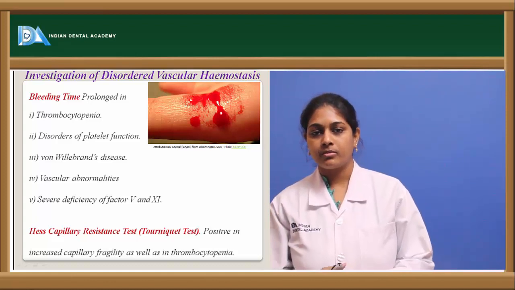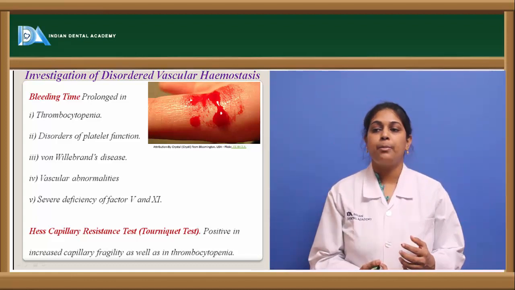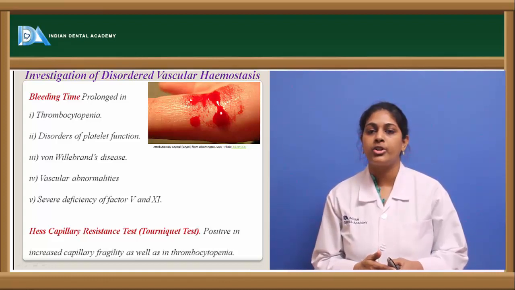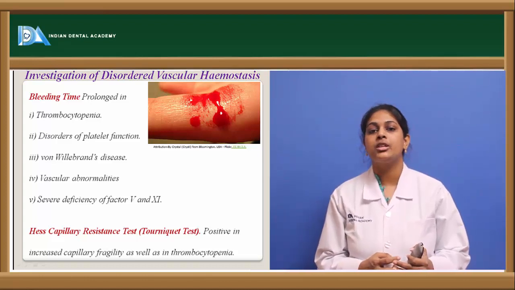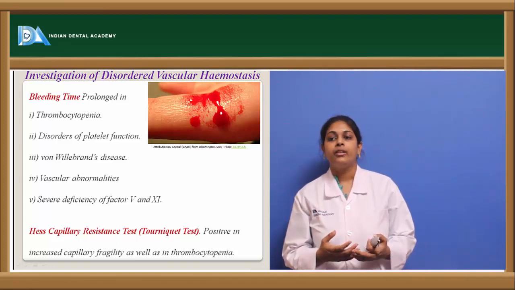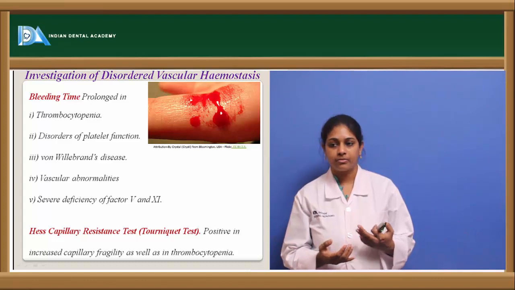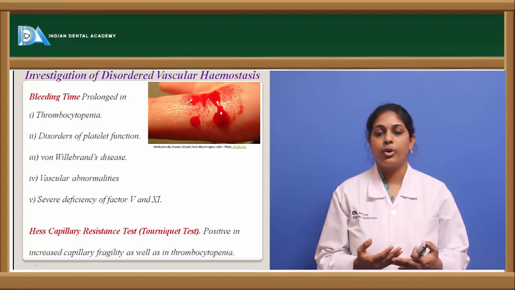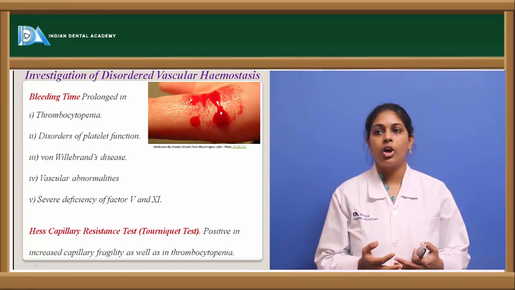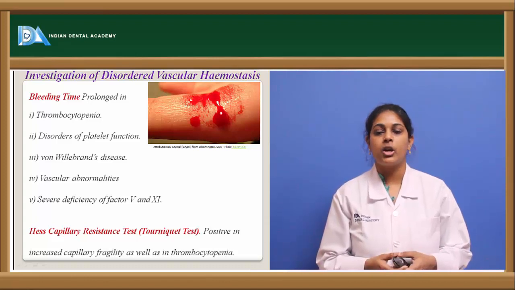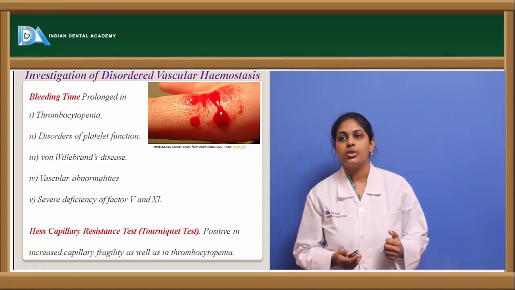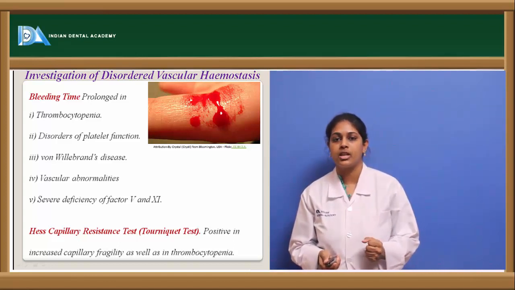and factor 11. The next investigation is the Hess capillary resistance test, also known as the tourniquet test, because it is done with the help of a sphygmomanometer, where a tourniquet is tied and the patient is observed from the time the tourniquet is tied. Patients who develop more than 20 petechiae are said to have disordered vascular hemostasis. So it is usually positive when there is increased capillary fragility, as well as in cases of thrombocytopenia. So these are certain investigations of disordered vascular hemostasis.